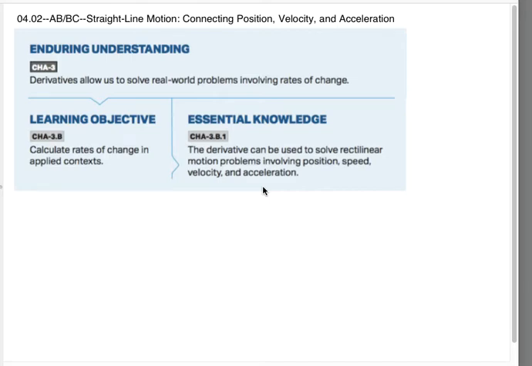All right, this is AP, AB, and BC Calculus. We are doing Unit 4, Section 2, Straight Line Motion, Connecting Position, Velocity, and Acceleration. There's a fair amount of vocab in this section. We're going to do the next two slides with a lot of vocab that I have color-coded, mostly just so that you can see the separate definitions on slides that have a decent amount of text.